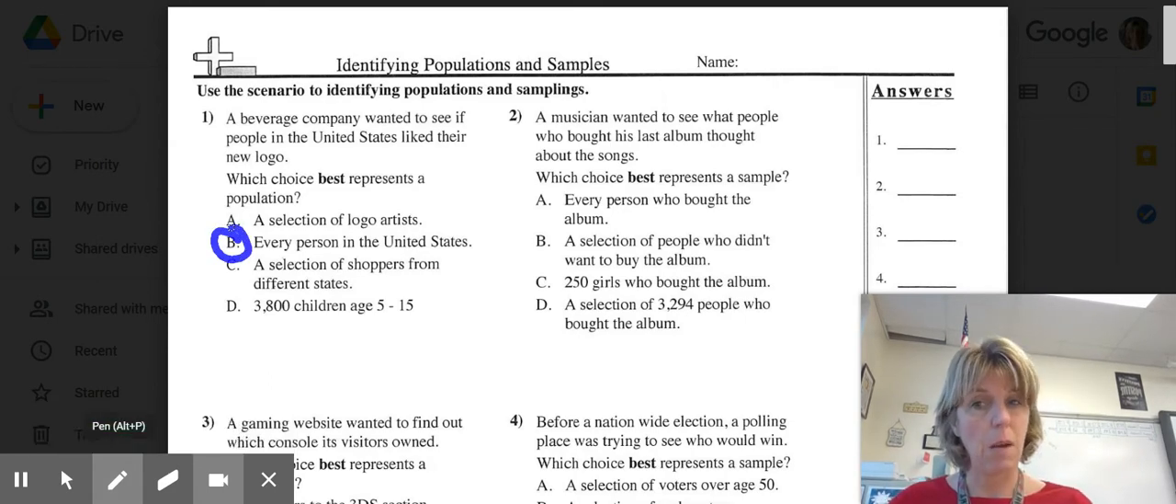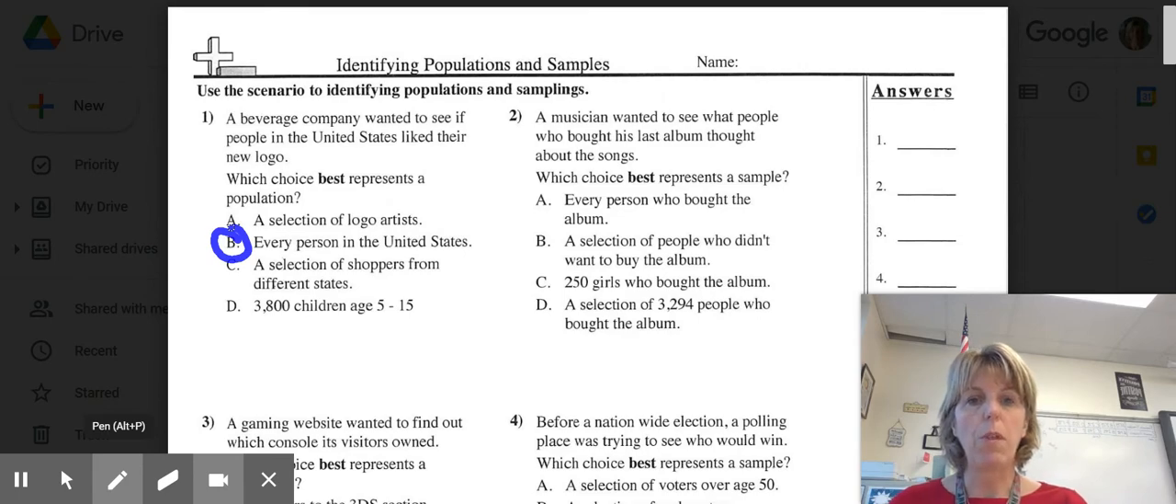Now, if this question asked for a sample, a selection of shoppers from different states would be the sample. Look at number 2. A musician wanted to see what people who bought his last album thought about the songs. Which choice best represents a sample? Now we want just the smaller part of the larger group. Would we ask every person who bought the album? A selection of people who didn't want to buy the album? 250 girls who bought the album? Or a selection of 3,294 people who bought the album?